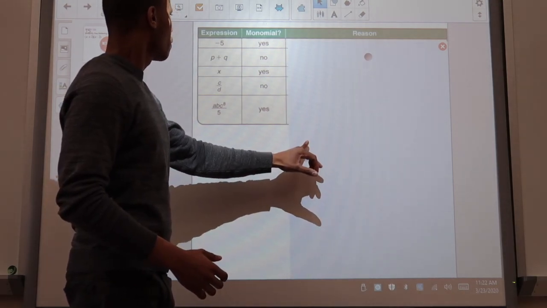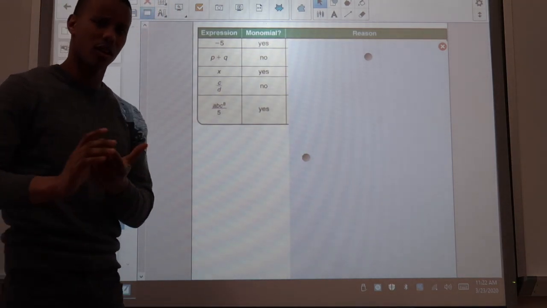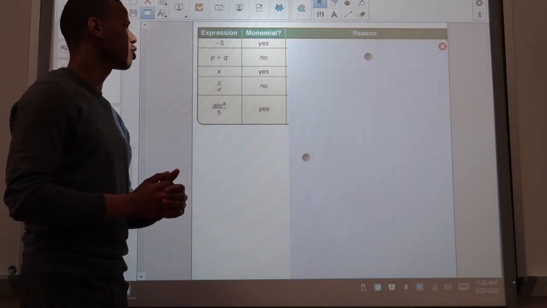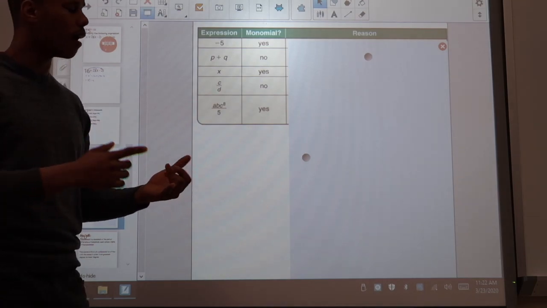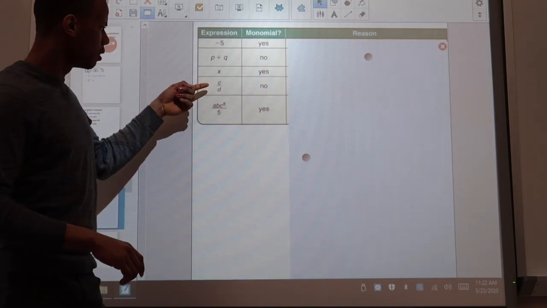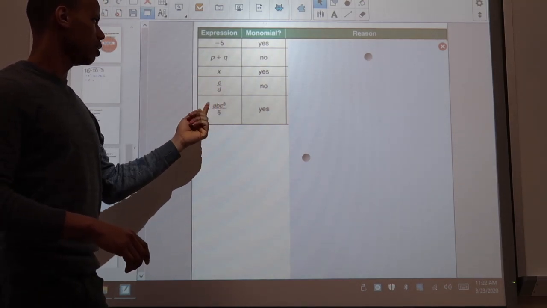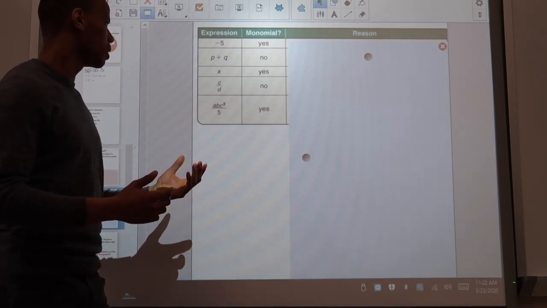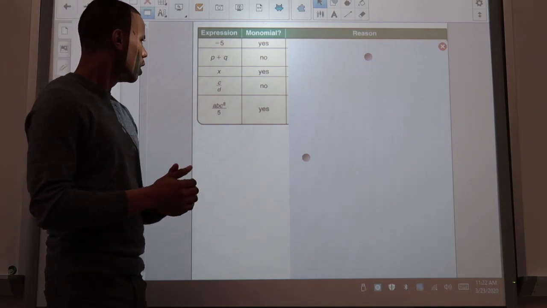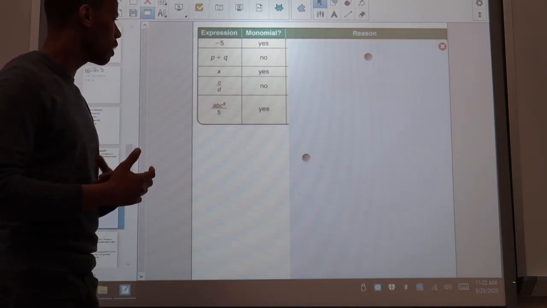So for the first one, this is a monomial. Yes, because this is just -5, so it's just one term. For the second one, p plus q, it is not a monomial because you have two different terms. And then c divided by d, by the same reason, it's just two terms. This is actually a radical, which we're not going to get to. And then we have x, which is, again, by the same reason as 5, yes.